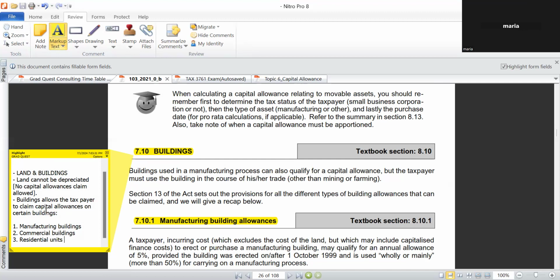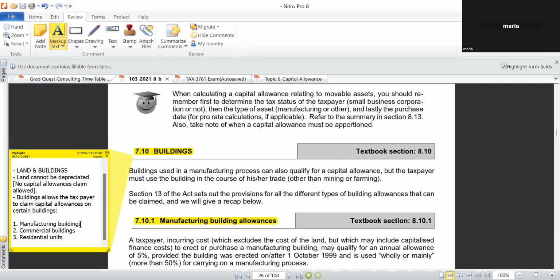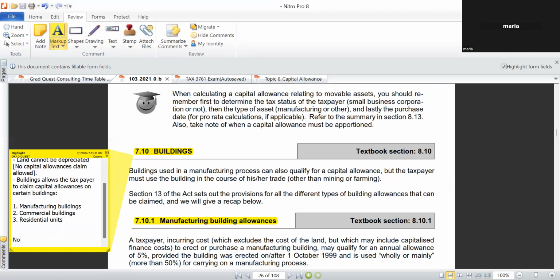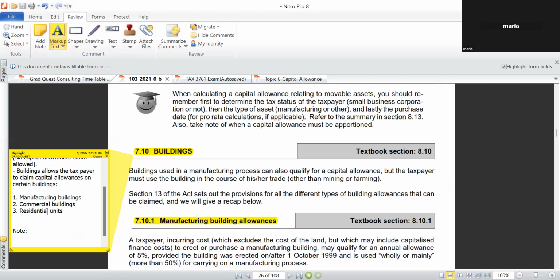So the moment a building is improved, it follows then that the purchase price or the value of the building itself would actually increase, right? So just as a note here at the bottom, one of the things I want you guys to take note of is that with buildings, whether it's manufacturing buildings, commercial buildings, or residential units, here are the things that can actually take place.